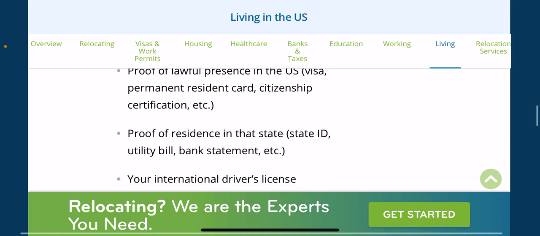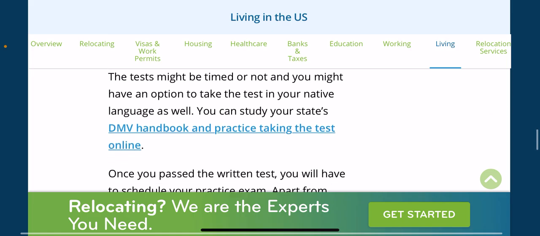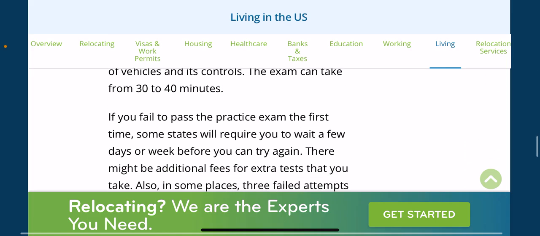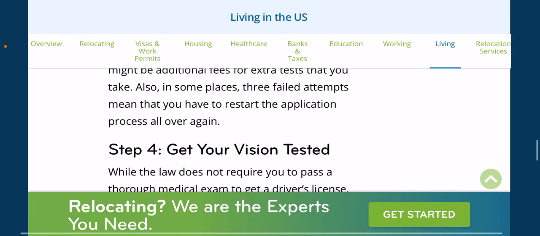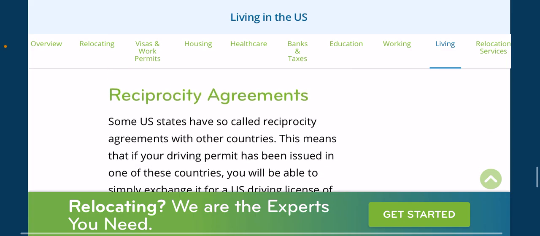In most cases, this means that you have to apply for a new driver's license as if you were getting it for the first time. However, some countries have reciprocity agreements with the US that allow their citizens to simply exchange their original license for the American one.